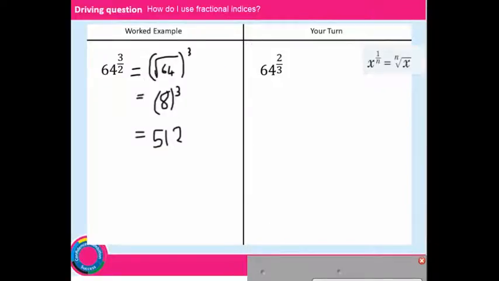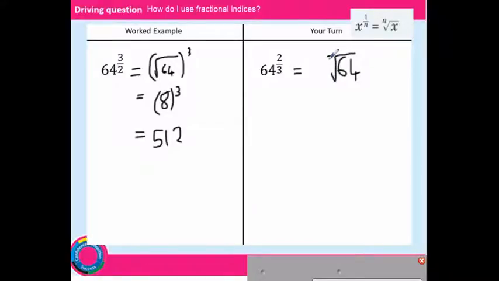You have a go at this one. Okay, so I've taken 64. This time the denominator of the power is 3, so I'm not going to square root, I'm going to cube root. And this time the numerator of the power is 2, so I'm going to square. The cube root of 64 is 4, and 4 squared is 16.